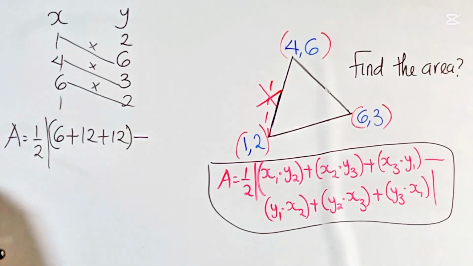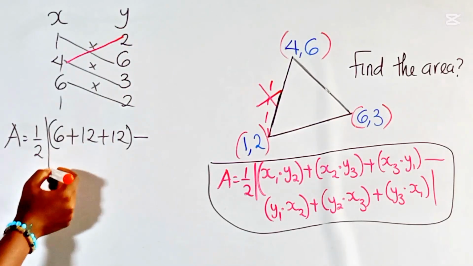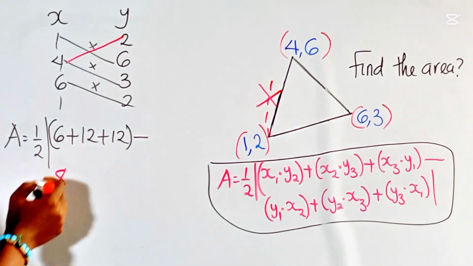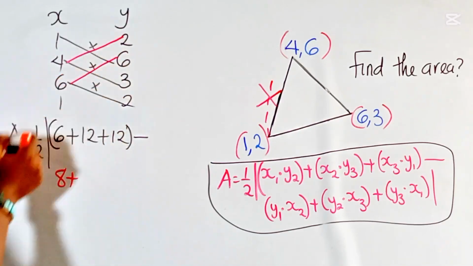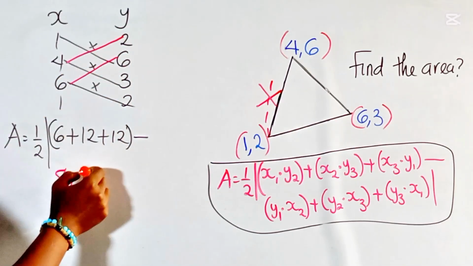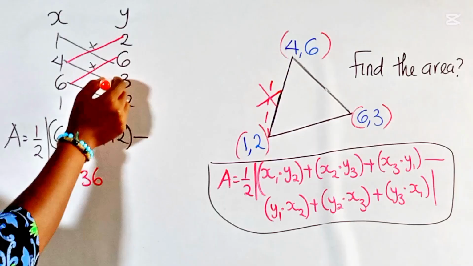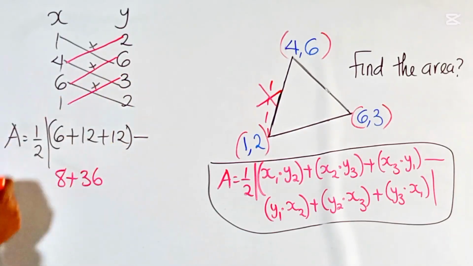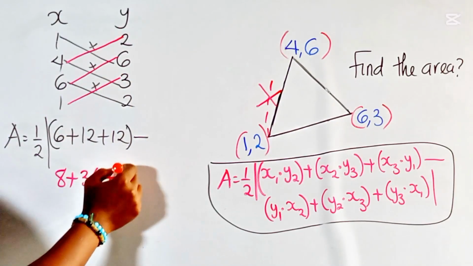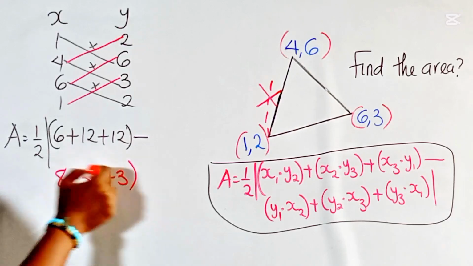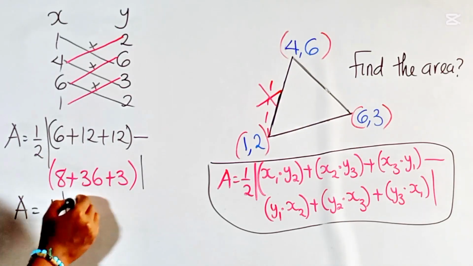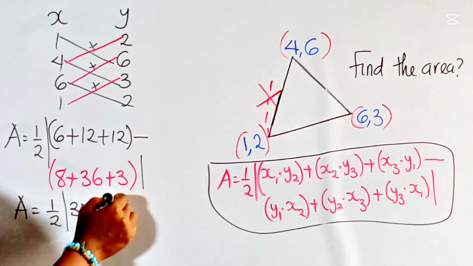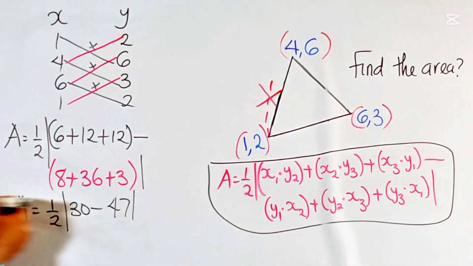Then we subtract y1 multiplying x2 to give us 8, plus y2 multiplying x3 to give us 36. Then we have y3 multiplying x1 to give us 3, right? We close the bracket. Area is equal to 1 over 2 30 minus 47, right?